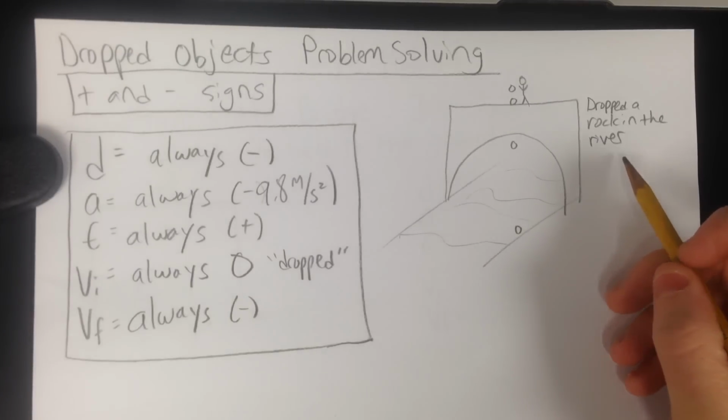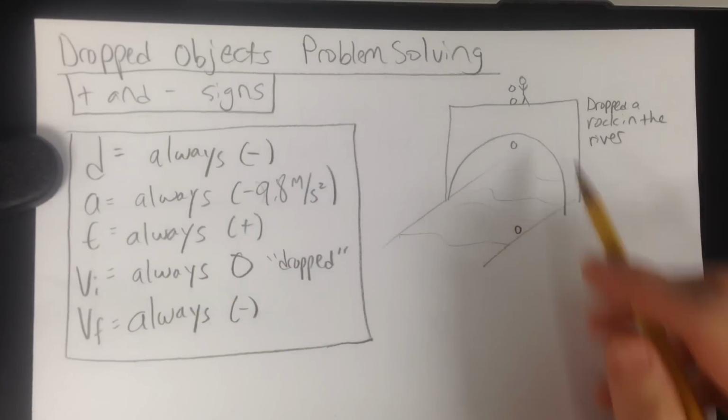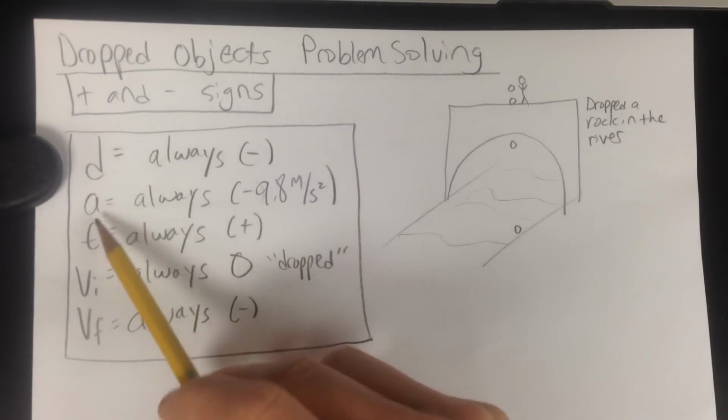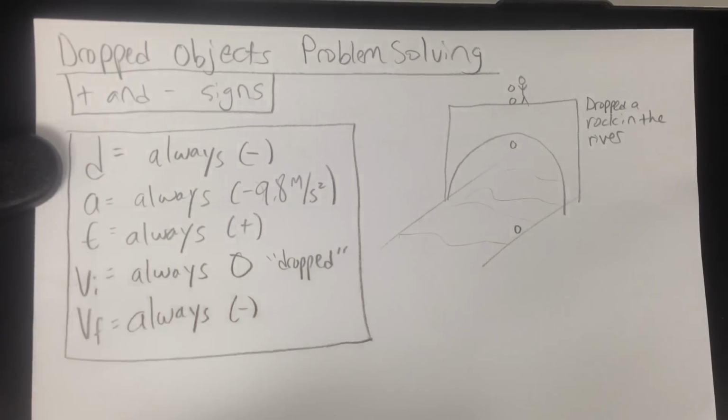Here's an example of what we're talking about. Say you drop an object off a bridge into a river. What are the distance, acceleration, time, initial velocity, and final velocity? What do we know about those for this situation?